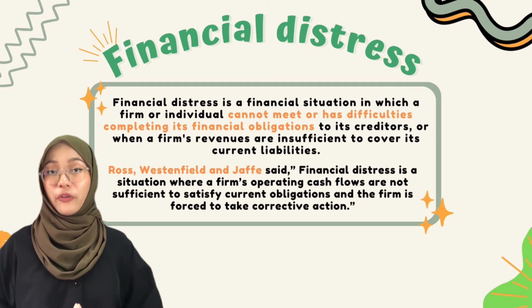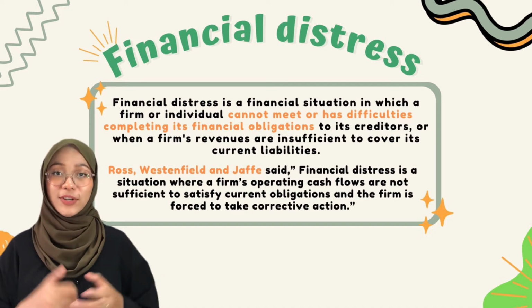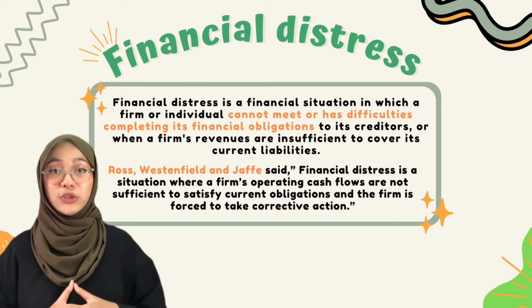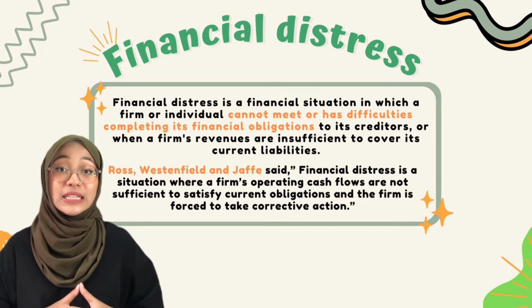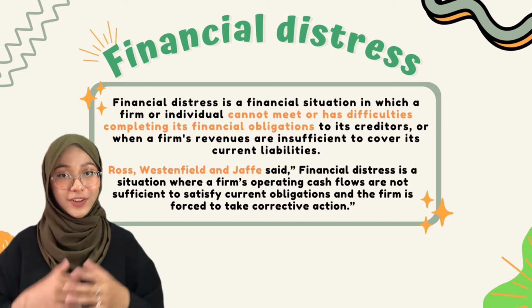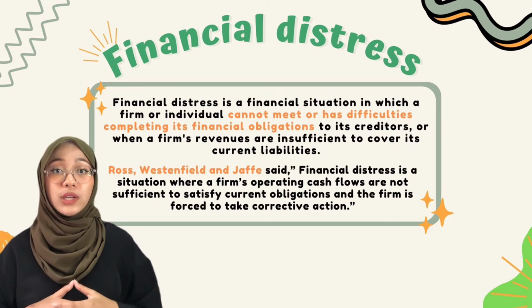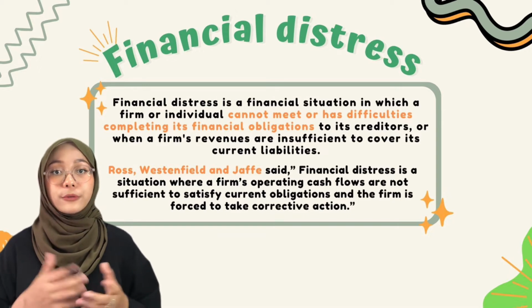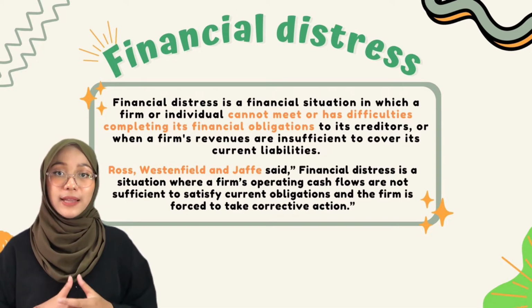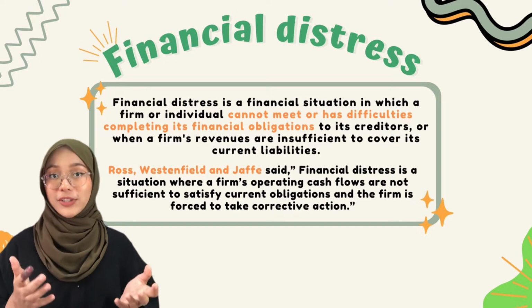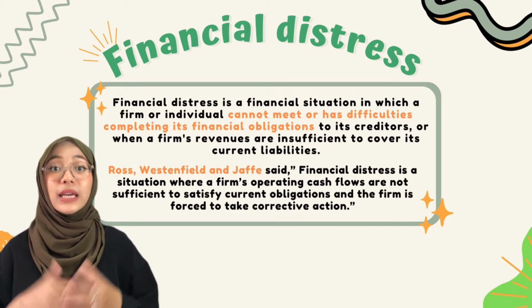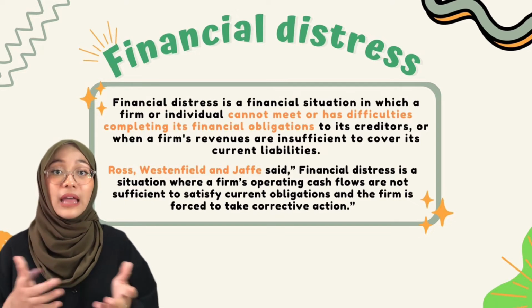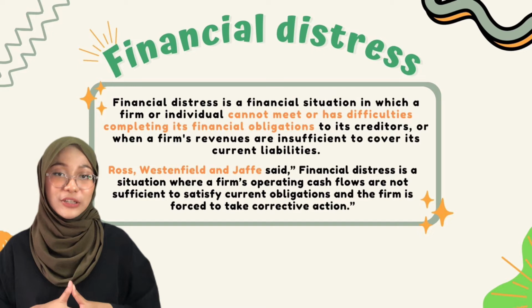Next, moving on to financial distress. Financial distress is a situation in which a firm or individual cannot meet, or has difficulties completing, its financial obligations to its creditors, or when the firm's revenue is insufficient to cover its current liabilities. Ross, Westerfield, and Jaffe said that financial distress is a situation where a firm's operating cash flow is not sufficient to satisfy current obligations and the firm is forced to take corrective action.